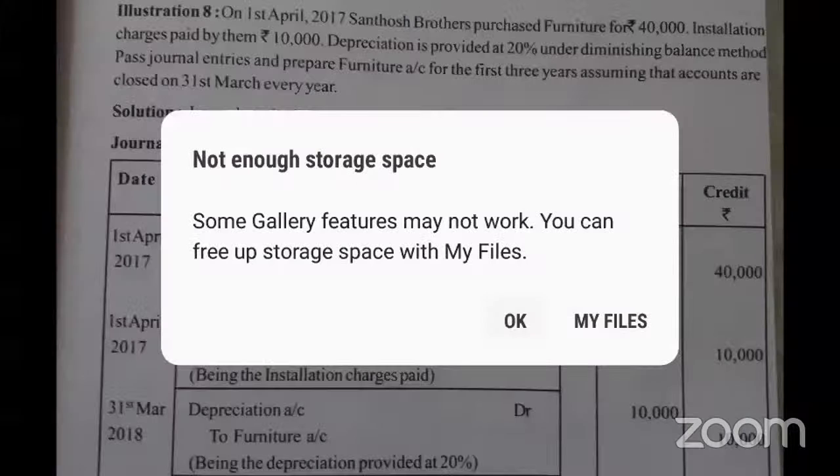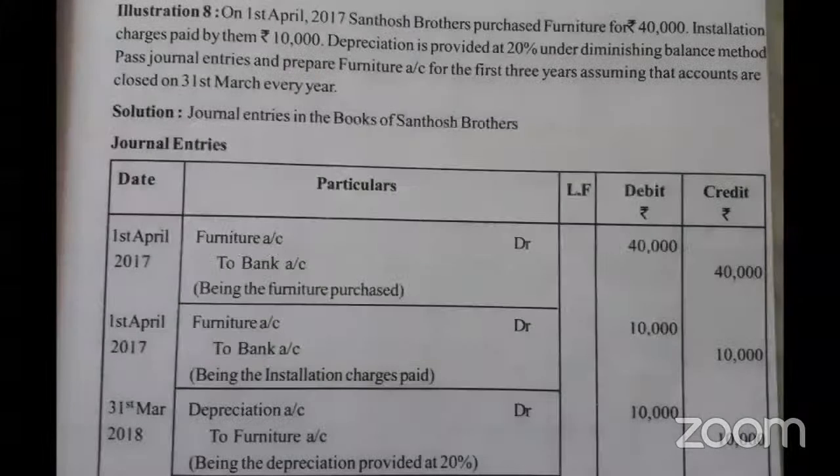First, the asset purchased by the Santosh Brothers. The entry will be furniture account debit to bank account, being the furniture purchased. Furniture is the asset. Asset is coming into the business. As per real account, debit what comes in and credit what goes out.